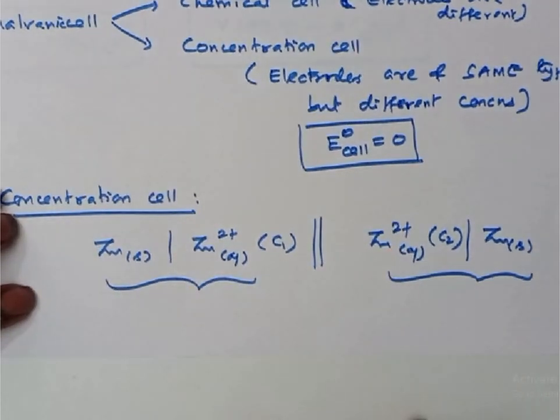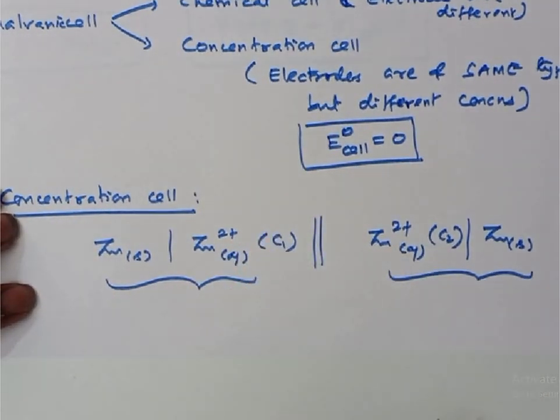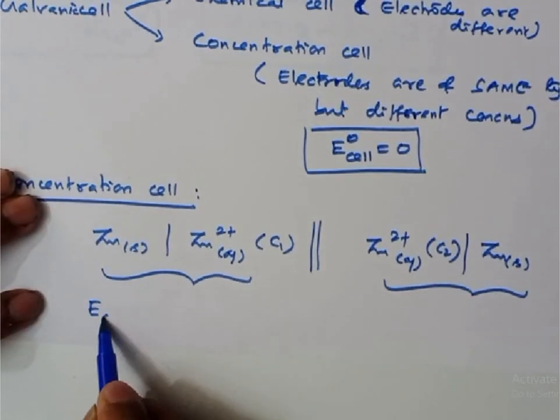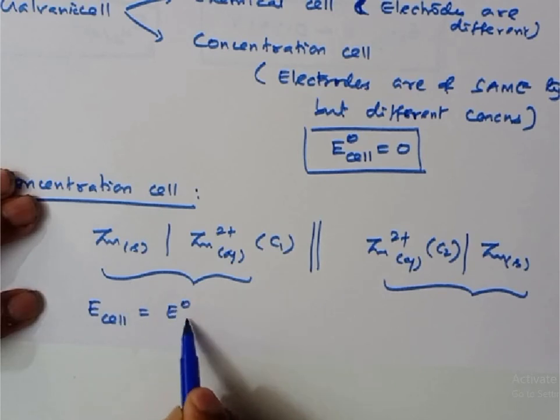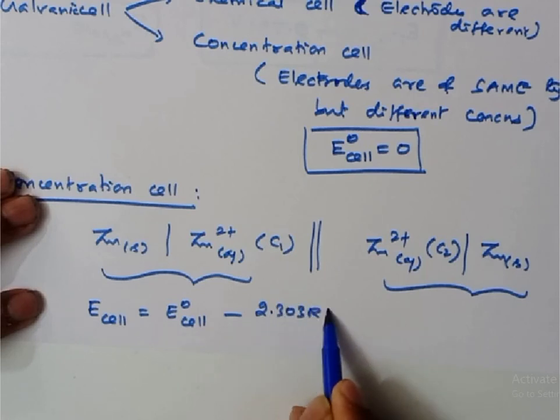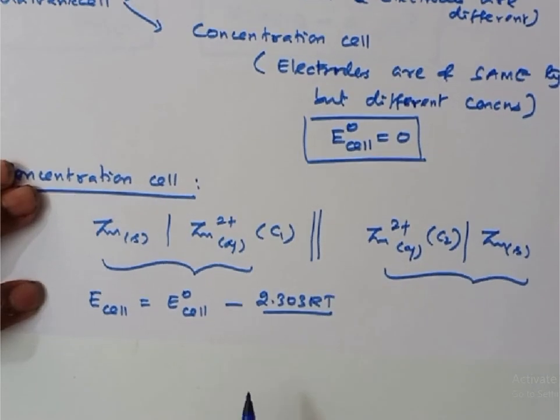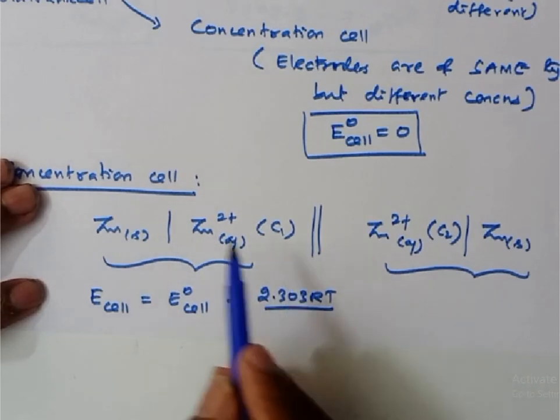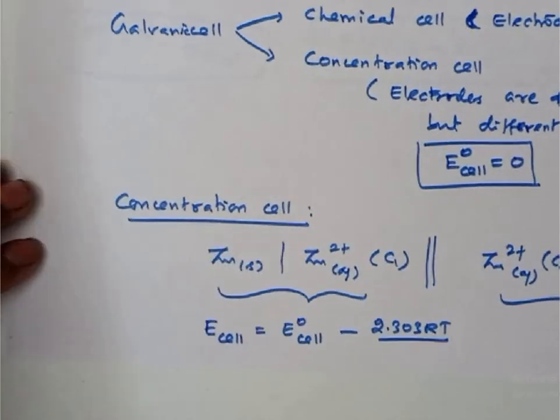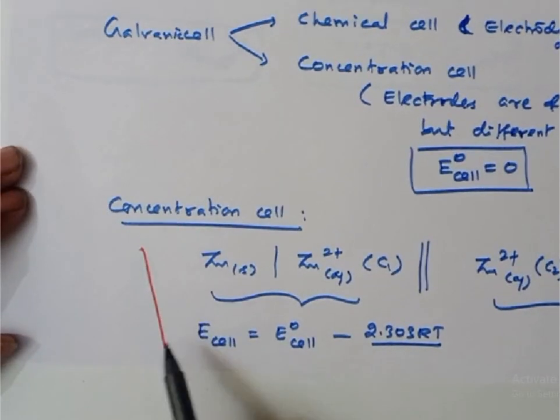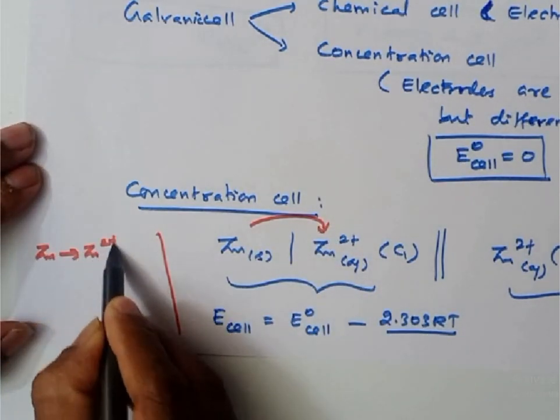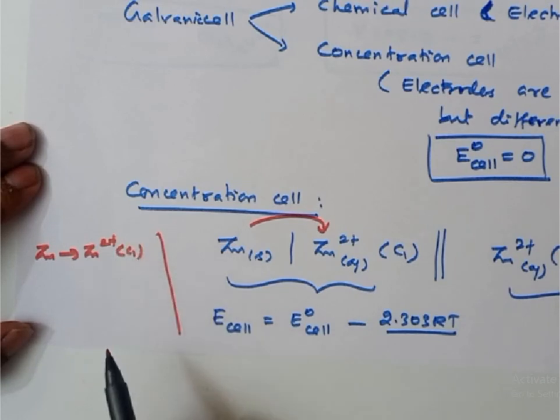And what is the potential? Yes, we can write based on the Nernst equation. Based on Nernst equation, E cell equal to E0 cell minus 2.303 RT by, students, this equation is very simple. Let me write the reaction here so that you can easily understand this. See, zinc becomes zinc 2 plus at the anode. Zinc becomes zinc 2 plus of concentration C1.